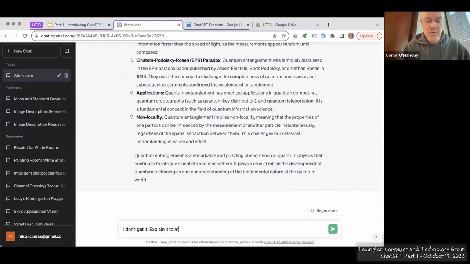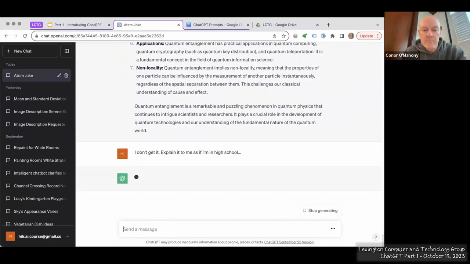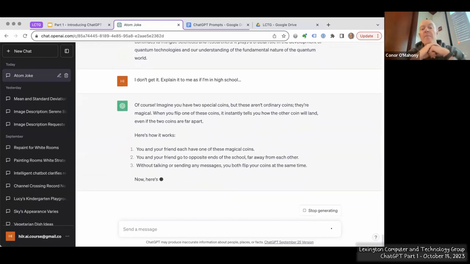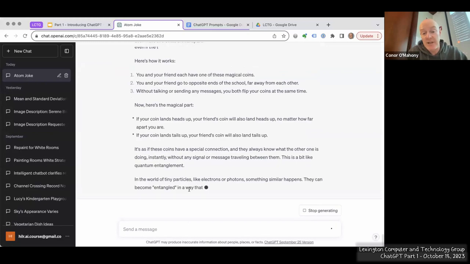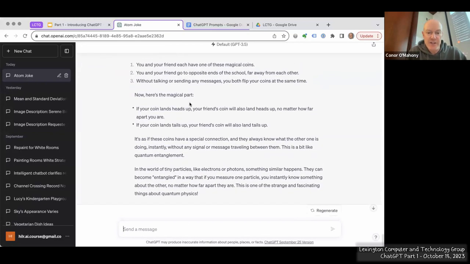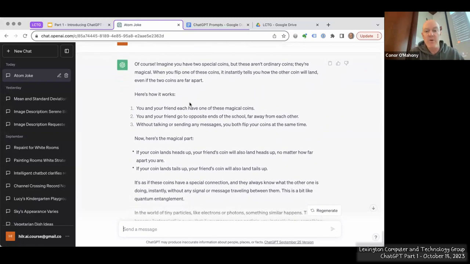Explain it to me as if I'm in high school. Okay, so now it's coming back and it's giving me an explanation that's not as good as the original, but it's pretty good from the point of view of, hey, if I really don't understand a lot of the terminology in the previous one, it tries to make it a bit easier. Imagine you've got two special coins, but they're not ordinary coins, they're magical. When you flip one of these coins, it instantly tells you how the other coin will land, even if the two coins are far apart. It's not how I would explain it, but it's reasonable.